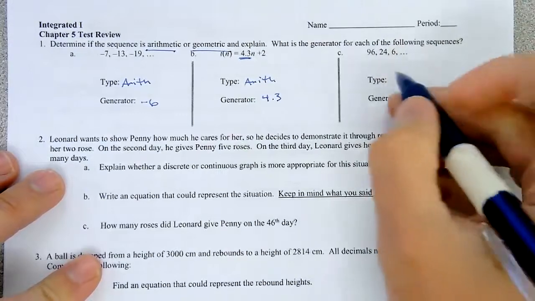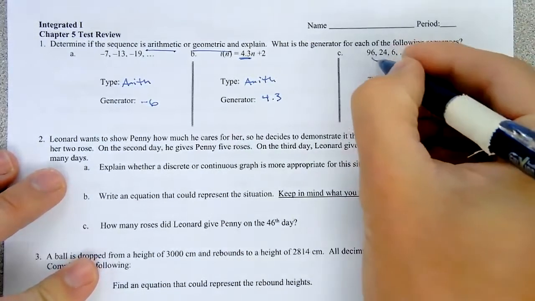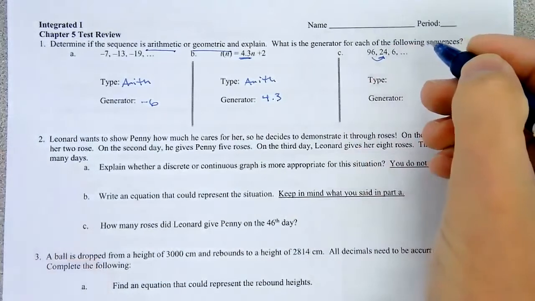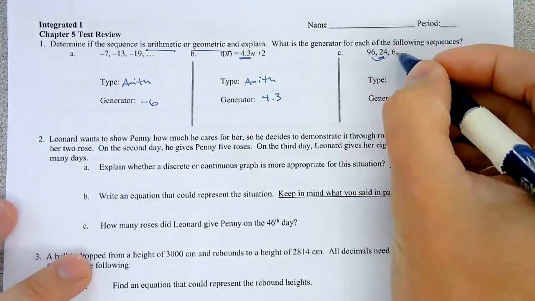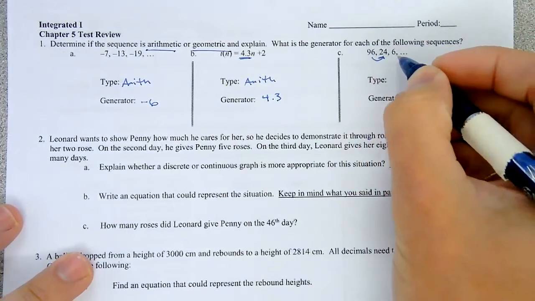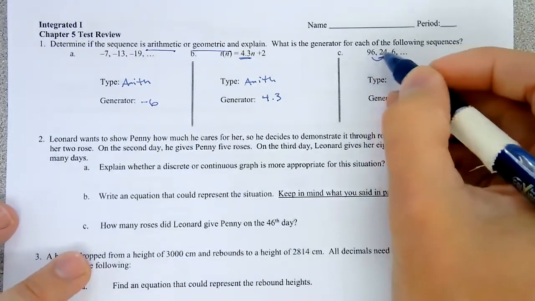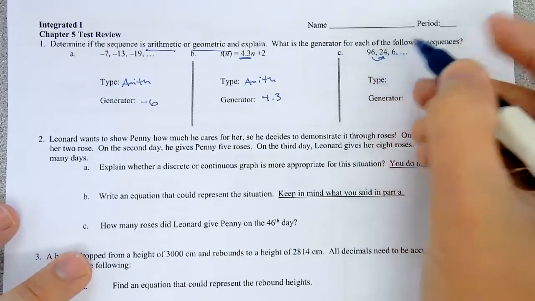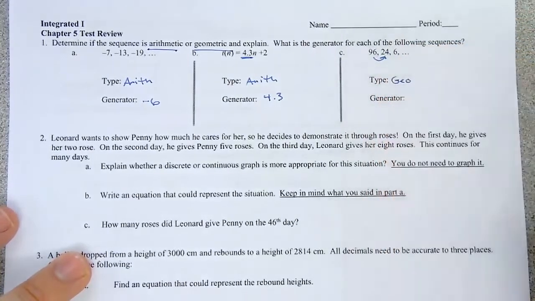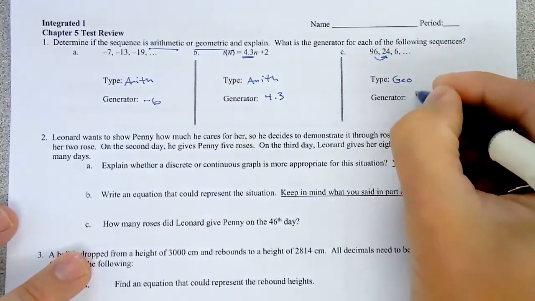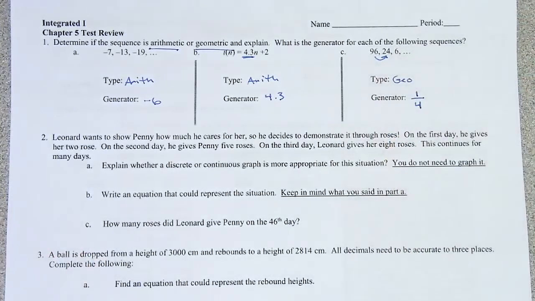On C, we go from 96 to 24 and then 24 to 6. So it's kind of tough to tell what's happening from 96 to 24. However, going from 24 to 6, it's either dividing by 4 or subtracting 18. Obviously, we're not subtracting 18 to go from 96 to 24, so we should be able to recognize it as geometric. And remember, we don't want to say dividing by 4. We want to say we're multiplying by 1/4.